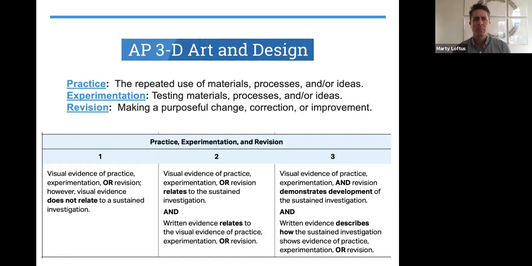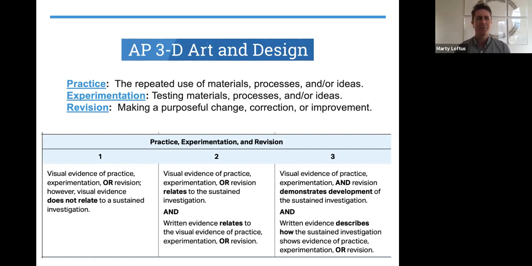The next section revolves around practice, experimentation, and revision. So, and again, just to break some of this down, we all kind of recognize what practice, experimentation, and revision means, but in context of what we're doing with the AP portfolio, experimentation really means working with materials, testing those, your processes, and or your ideas. So it's not just with one method, but with all 3. The practice of using these materials, processes, and ideas, and the revision where you're making purposeful change, correction, or improvement.